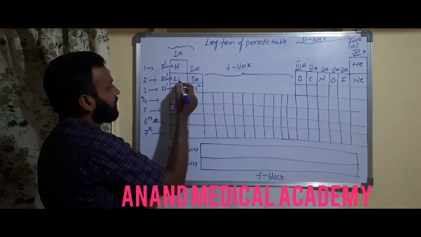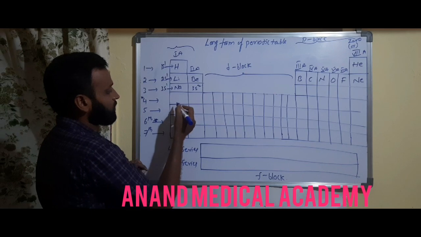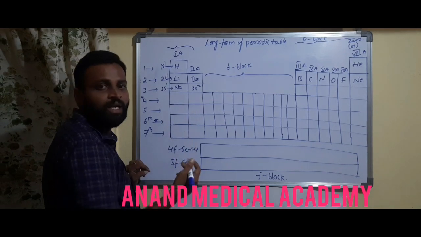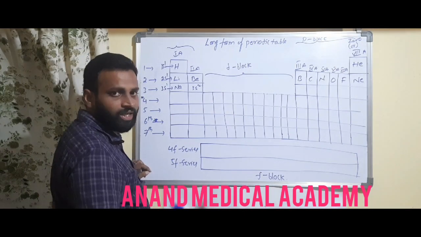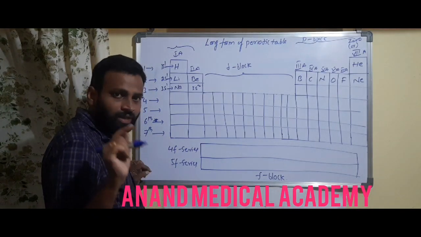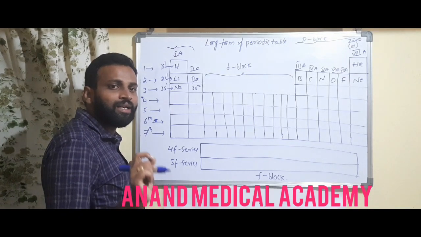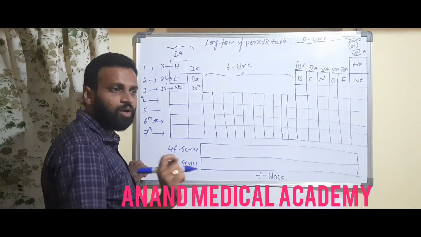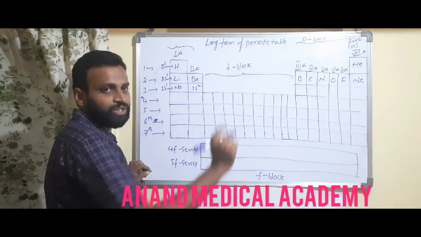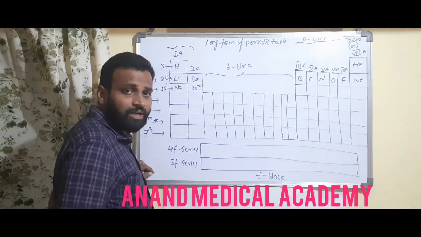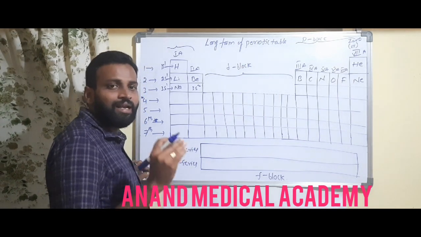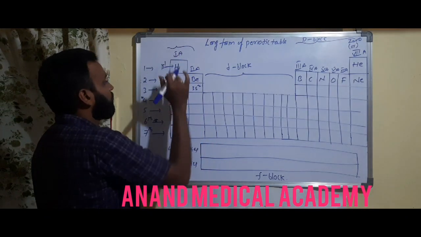So here 1s1, here 2s1, here 3s1, here 4s1, 5s1, 6s1, 7s1. That means the last shell configuration is the same or not? Yes. The elements present in a group have a similar general electronic configuration. That is called the valence shell electronic configuration. Valence shell electronic configuration is what? General electronic configuration. So hope you understood.